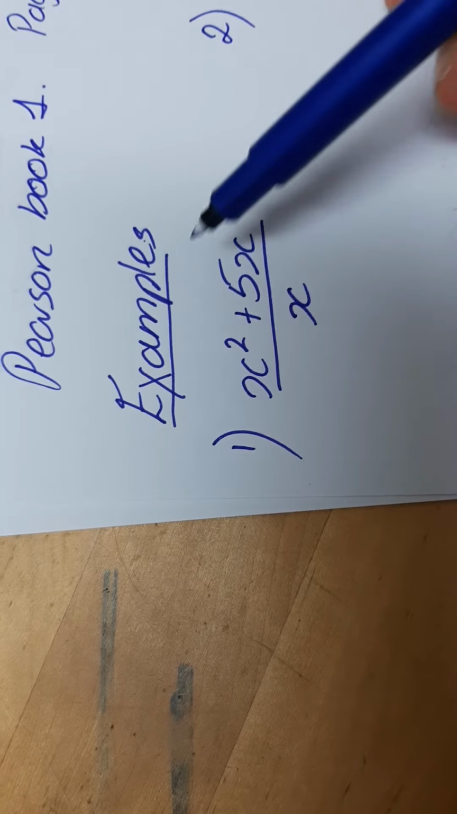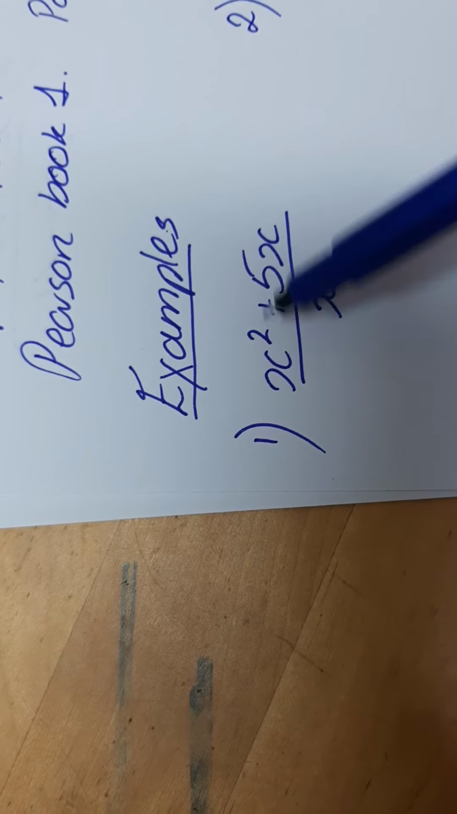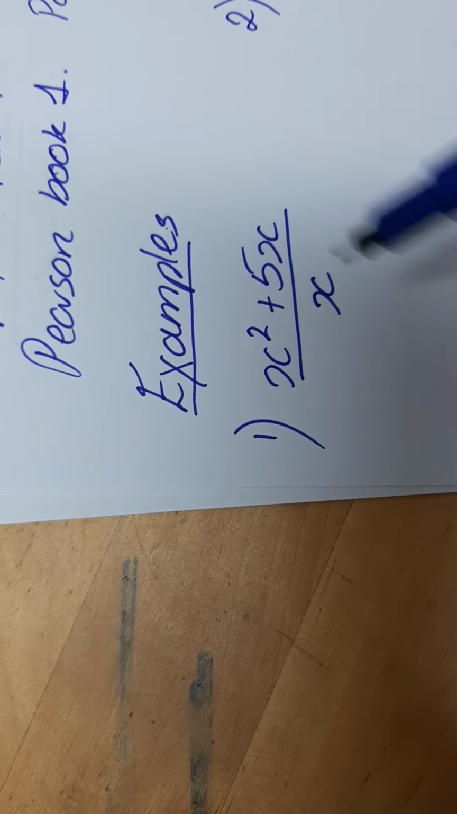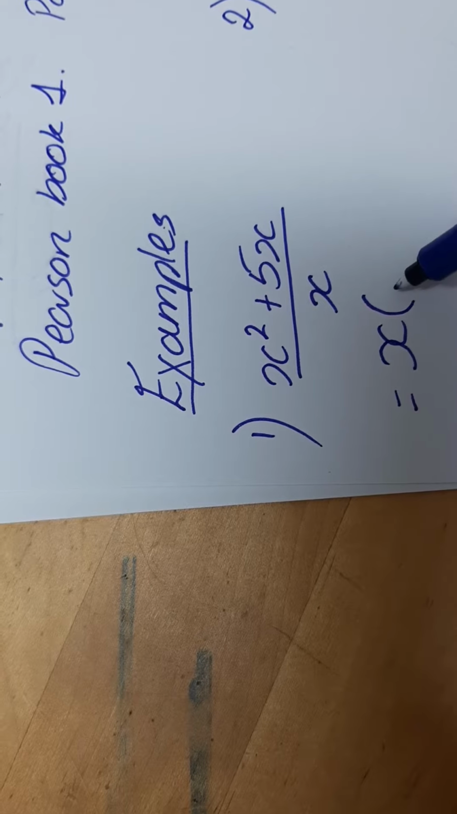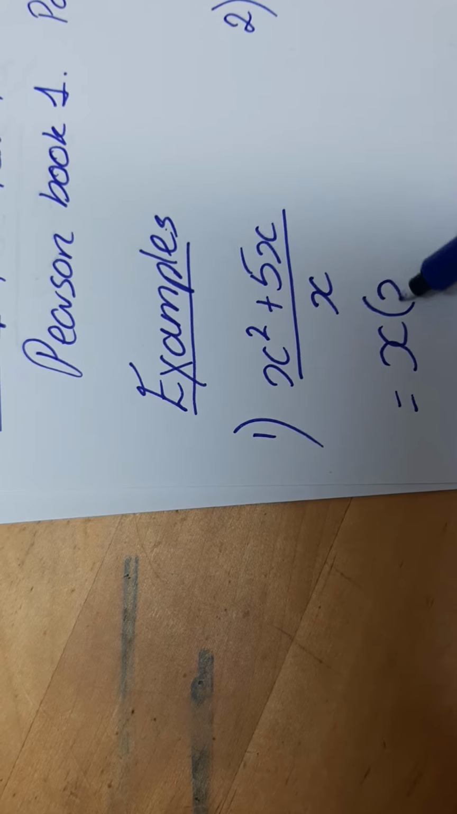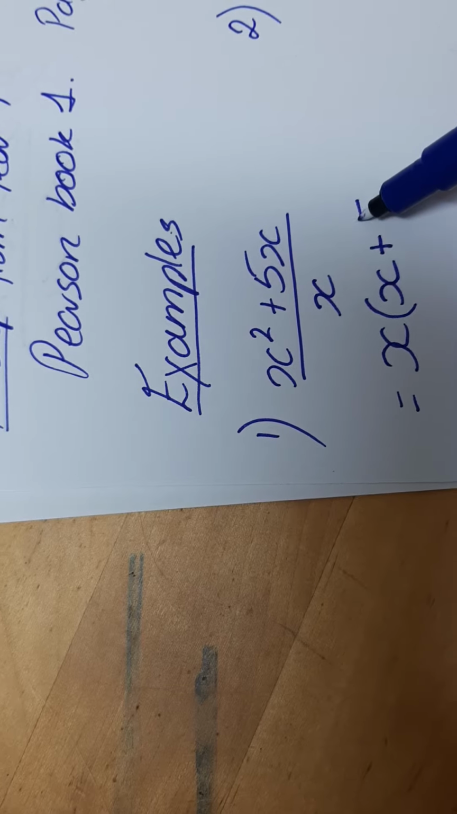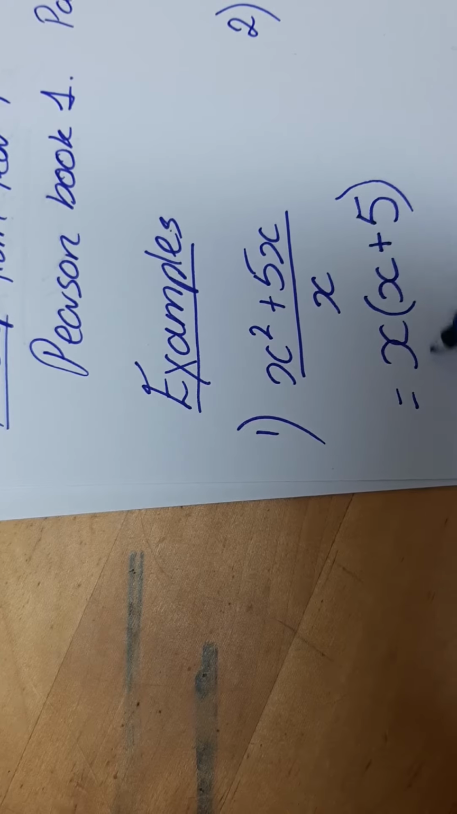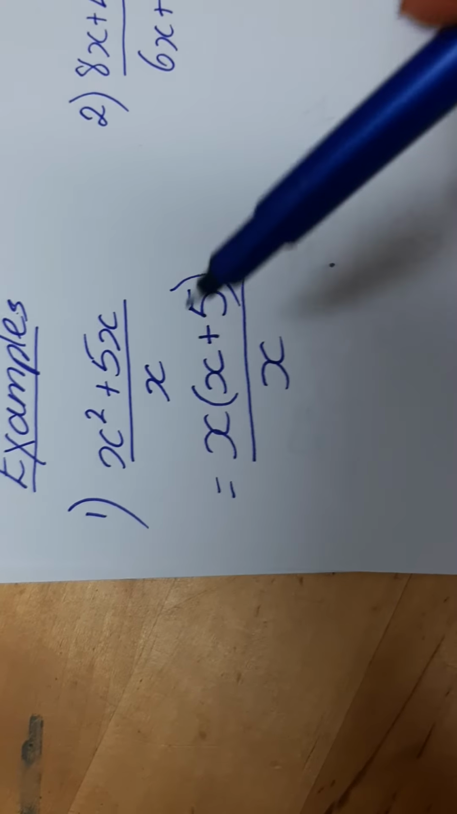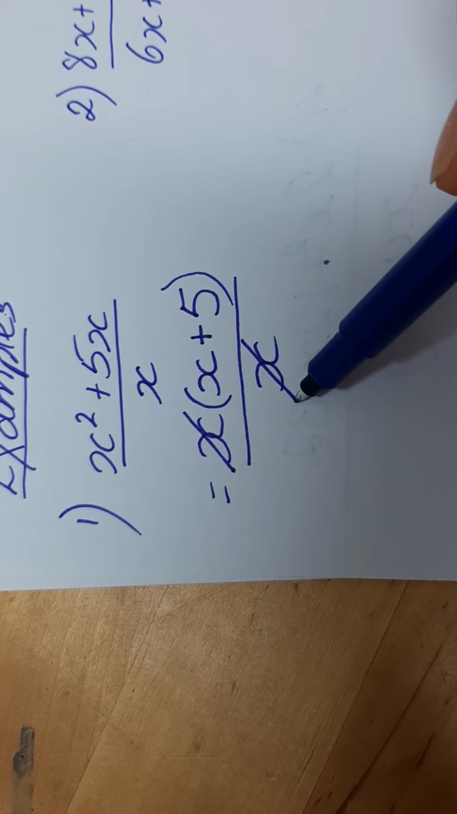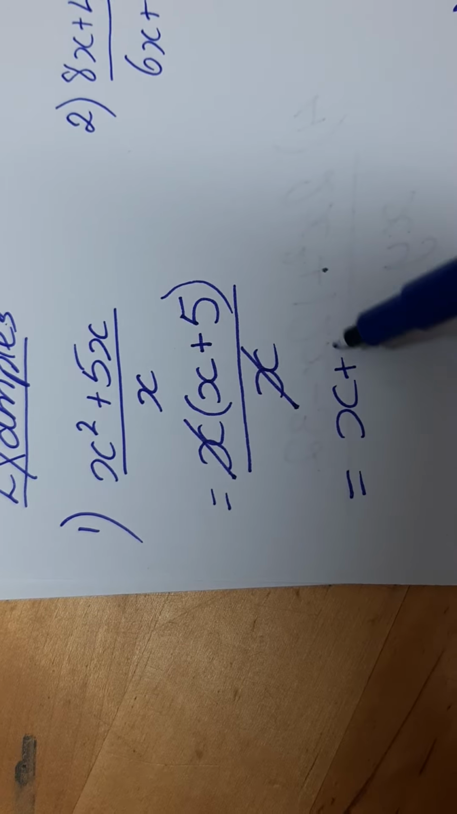Do you remember how you would simplify something like this? You would say, right, I'm going to factorize everywhere I can possibly factorize. So I can factorize the numerator because I have a common factor of x in both of those terms. So x is common. x times what gives me x squared? x times x. x times what gives me plus 5x? x plus 5, basically, over x. Does anything simplify here? Yes, it does. I can cancel these two because I've got a multiplication here, and that leaves me with just x plus 5.